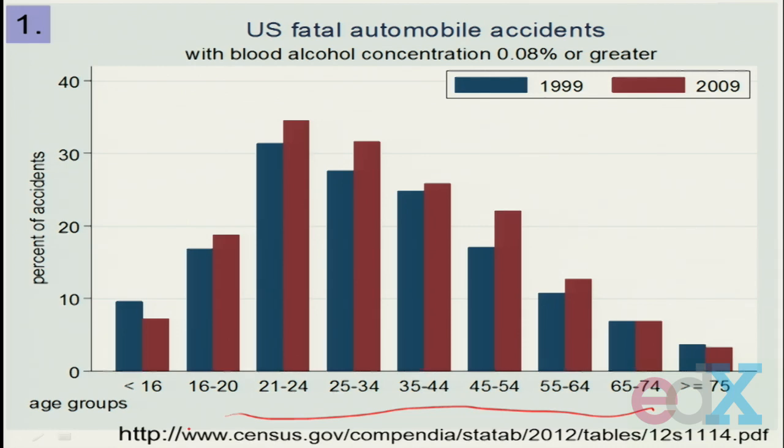So we look at this, and first of all, the blue is 1999, and the red is 2009. So in those 10 years, what have we seen? Unfortunately, this is nice: we've seen a decrease in the less than 16s. Most of those don't have their driver's license, so that's problematic. There's been a decrease in those over 75 and a flat spot in the 65 to 74. But with everybody else between the ages of 16 and 64, there was an increase in the percentage of fatal accidents that involved alcohol.